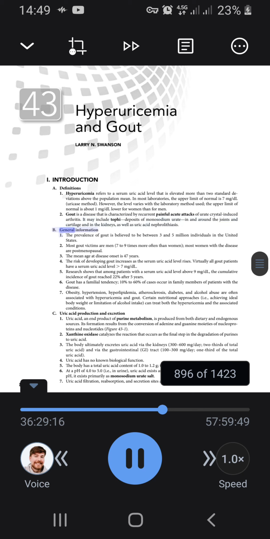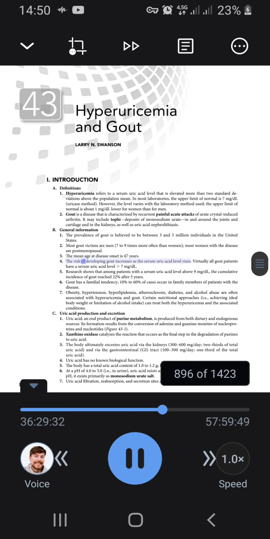B. General information. 1. The prevalence of gout is believed to be between 3 and 5 million individuals in the United States. 2. Most gout victims are men, 7 to 9 times more often than women. Most women with the disease are postmenopausal. 3. The mean age at disease onset is 47 years.